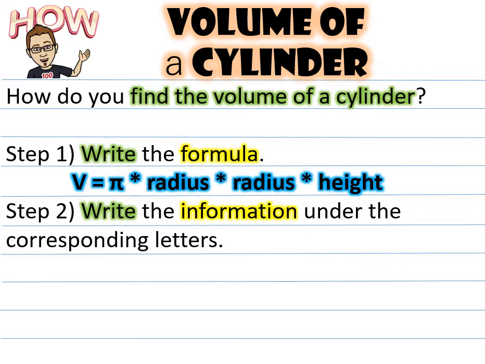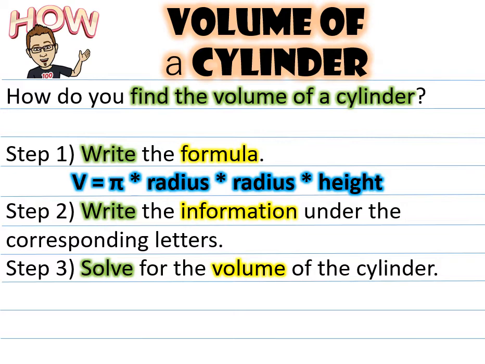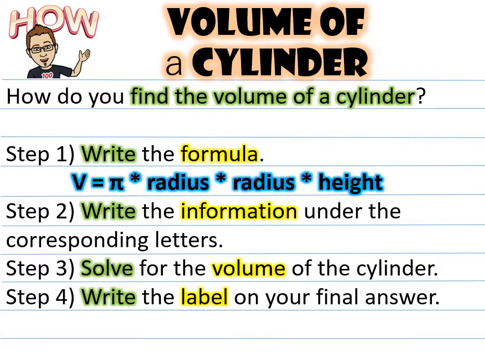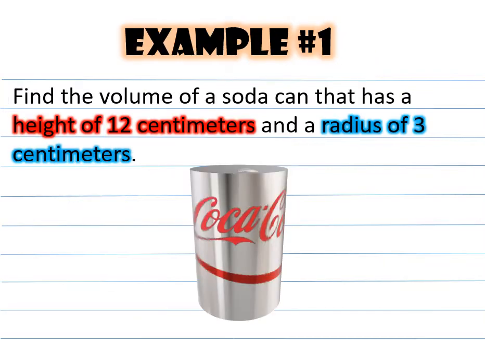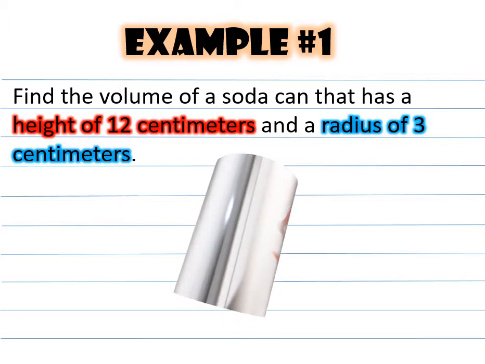We'll write the information under the corresponding letters for step 2. Step 3, solve for the volume of the cylinder. And step 4, write the label on your final answer. Find the volume of a soda can that has a height of 12 centimeters and a radius of 3 centimeters.